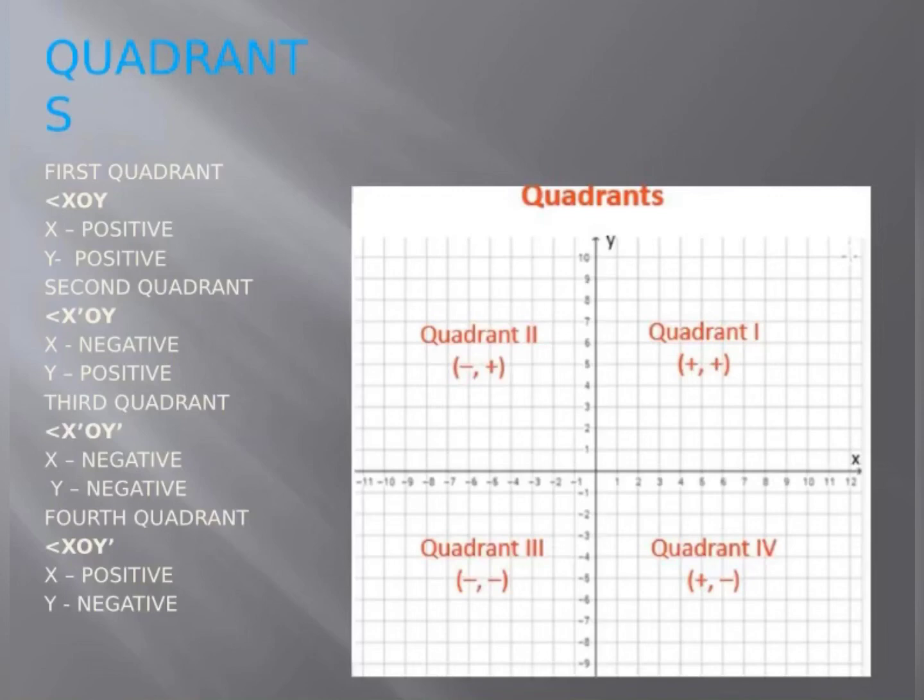In the first quadrant, values of x and y are positive. In the second quadrant, x is negative, y is positive. In the third quadrant, both are negative. And in the fourth quadrant, x is positive and y is negative.